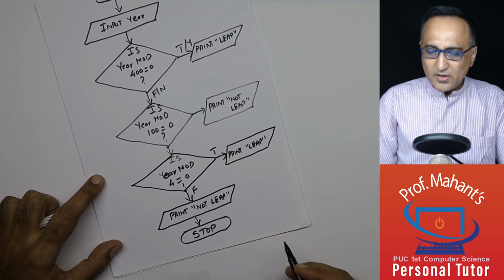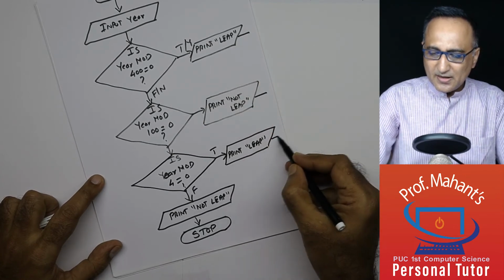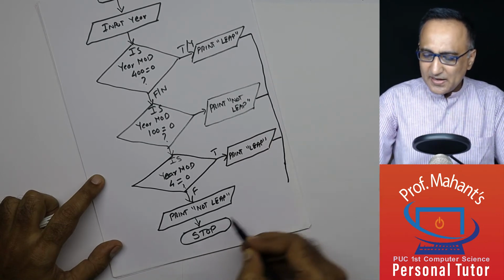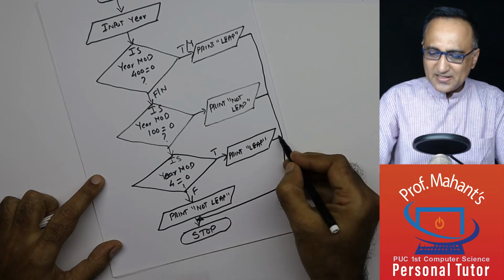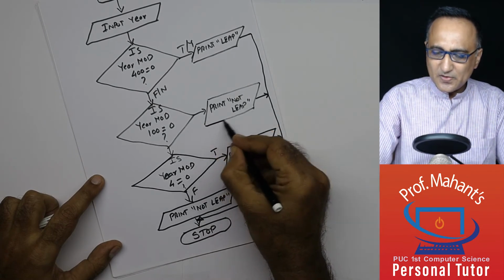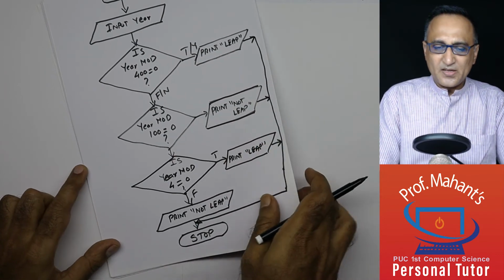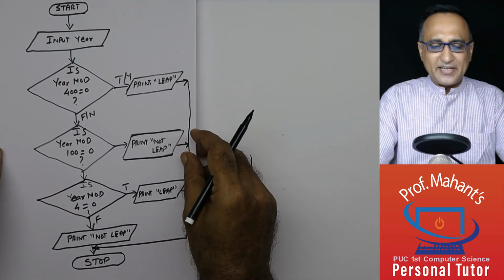Now let me see what I do with these hanging ones. I just connect him here. I connect him here. I connect him here. I draw a line like this and I bring him here. I'll explain how this works by taking certain test data. Once I take test data, this is really easy to understand. So this is your flowchart to find out whether it's a leap year or not.